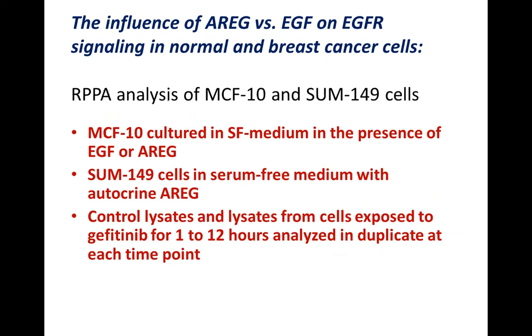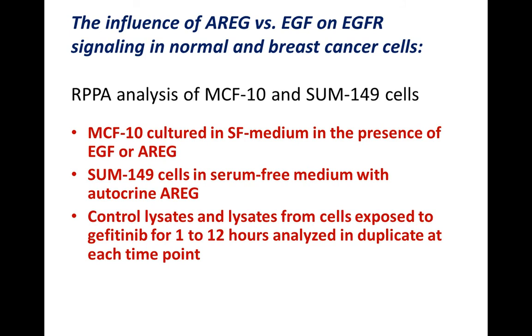So now we know that AREG is different from EGF in terms of how the cell behaves, where the receptor is in the cell, and some of the phenotypes it influences. But we really don't know very much else about what's going on mechanistically. So we did this really cool experiment using something called a reverse phase protein array. We took our MCF10A cells and our SUM149 cells. The beauty of working with the 10A cells is that we grow them under defined serum-free conditions, and we can give them whatever growth factor we want. We can give them EGF or amphiregulin, and they behave differently depending on what we provide. So we cultured them in the presence of either EGF or AREG.